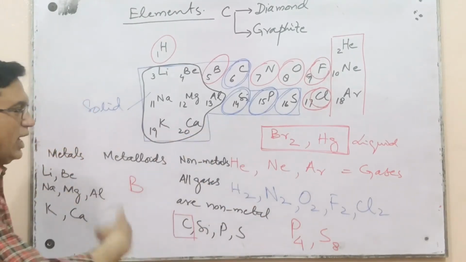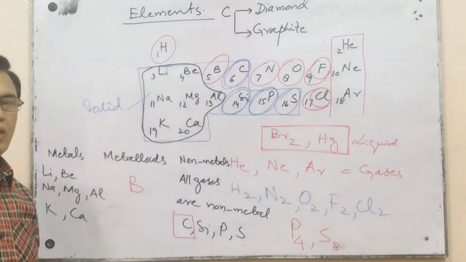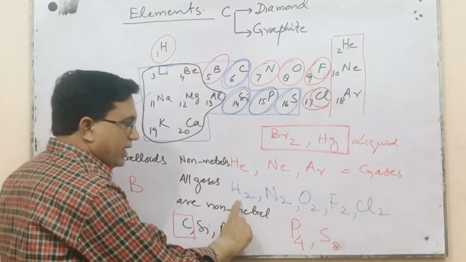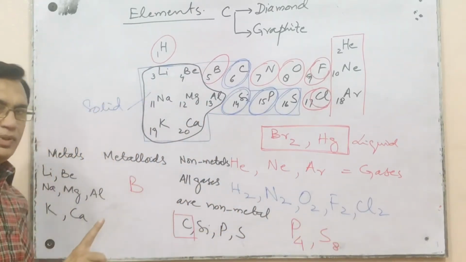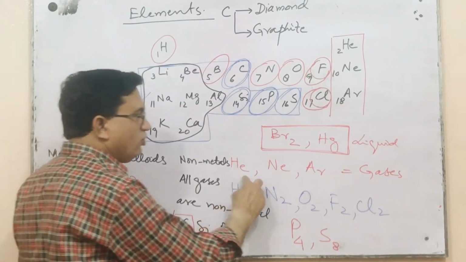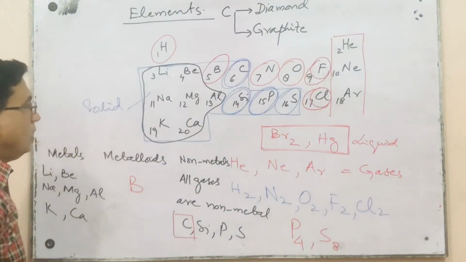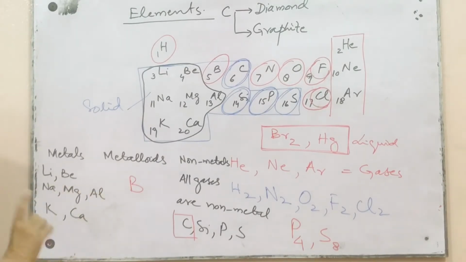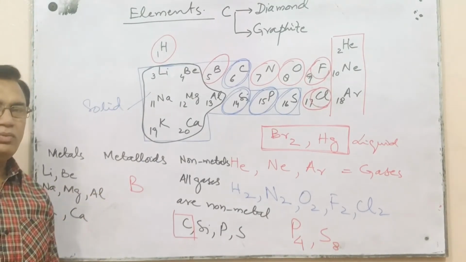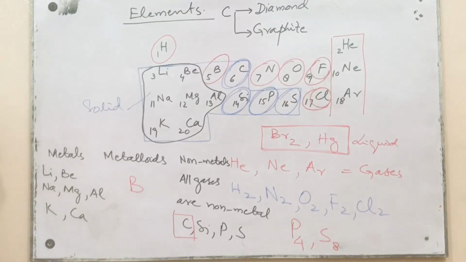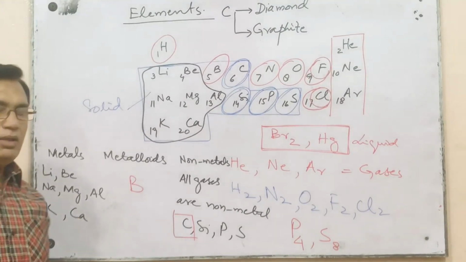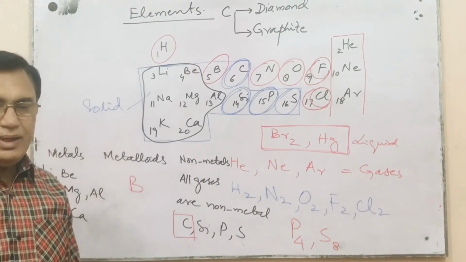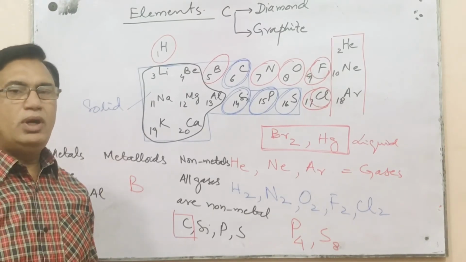Now, whenever we have to write down these elements, we have to take care: for diatomic we have to mention the diatomic form. For other elements we have to represent the monatomic form. All metalloids and all metals are also represented by only monoatomic form. For example, all these metals, the most important point to mention here is that metals can never form molecules.